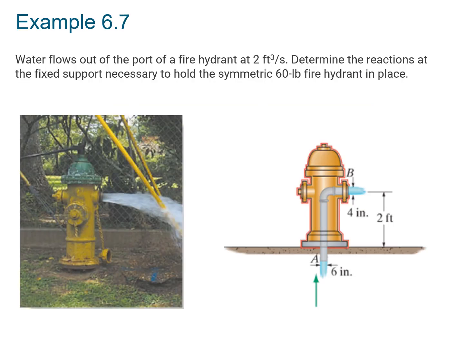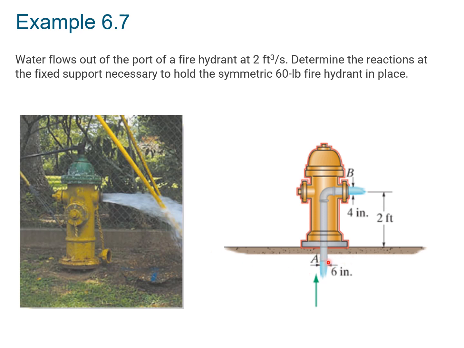So let's look at example 6.7. Here we have water flowing out of the port of a fire hydrant. We want to determine the reactions at the fixed support necessary to hold the symmetric 60-pound fire hydrant in place.